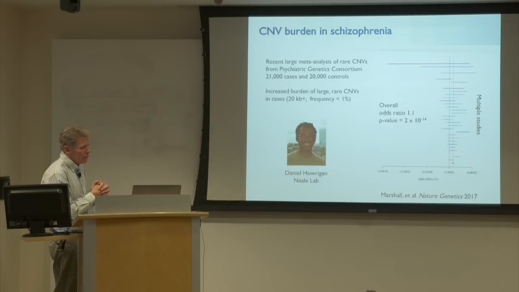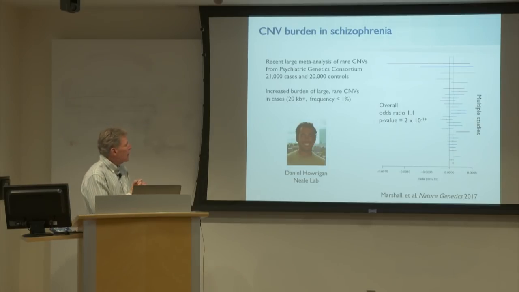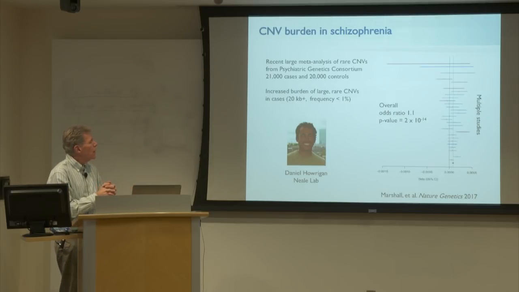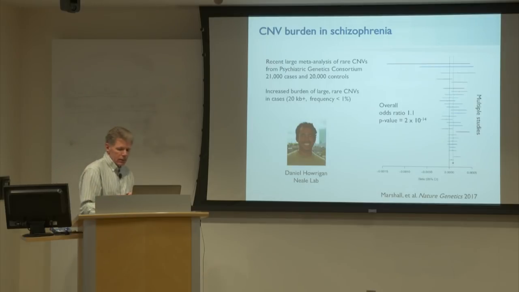And this is held up as we've looked at even larger studies. This was a recent study in schizophrenia where they looked across 21,000 cases and 20,000 controls, looking for large, rare CNVs, 20 kb and up, and they're finding that this excess risk continues to hold.